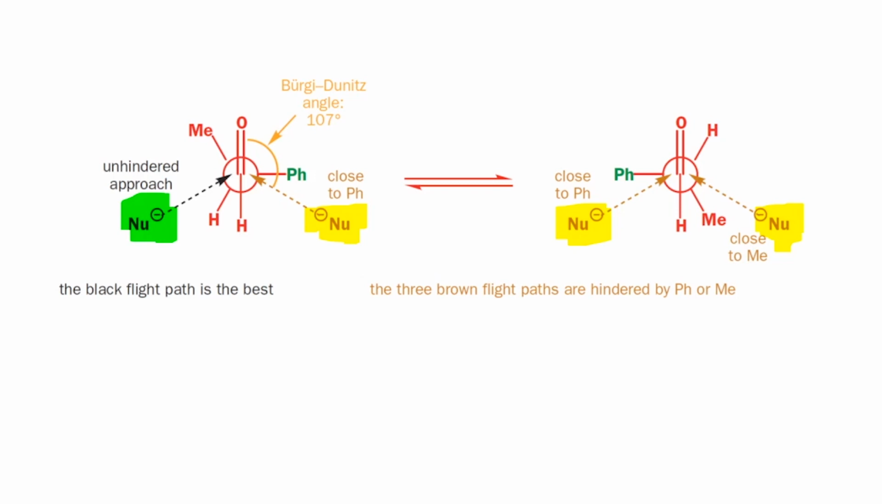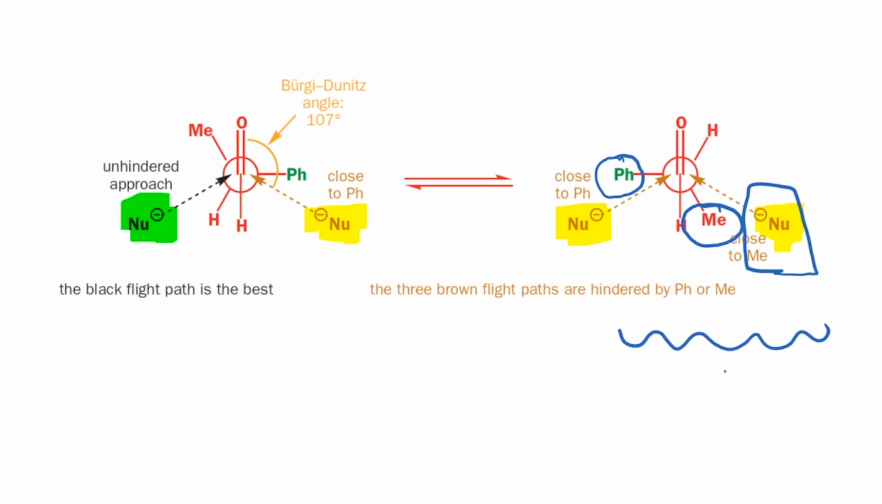Let's start from the right. In this path, for example, the methyl group is quite close, and therefore this path may be slightly hindered, or you can assume that it is going to be hindered. Similarly, here you have a very large phenyl group on this position, and so the attack at 107 degrees is going to be disfavored. So in this particular conformation, both the attack paths or trajectories are going to be hindered.